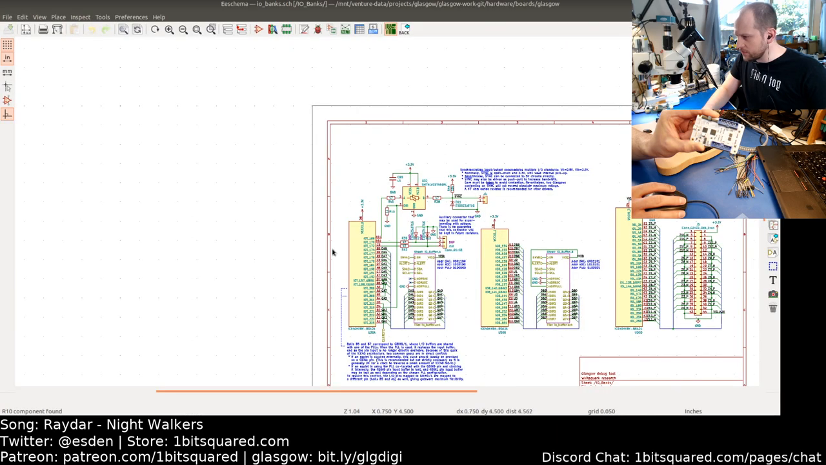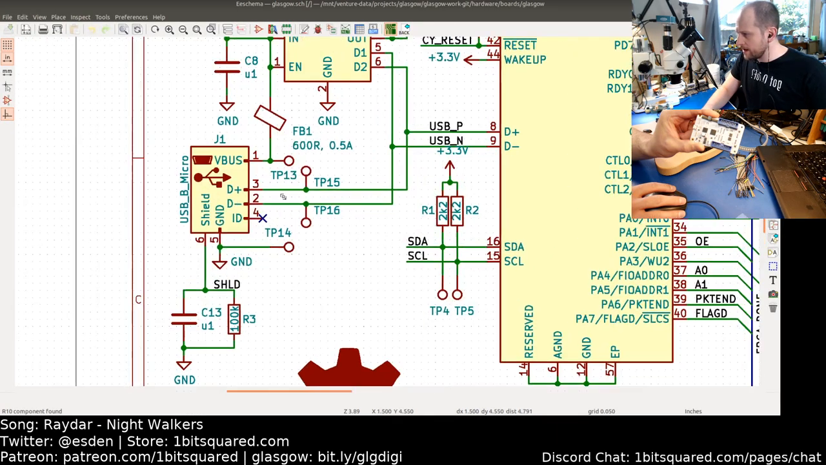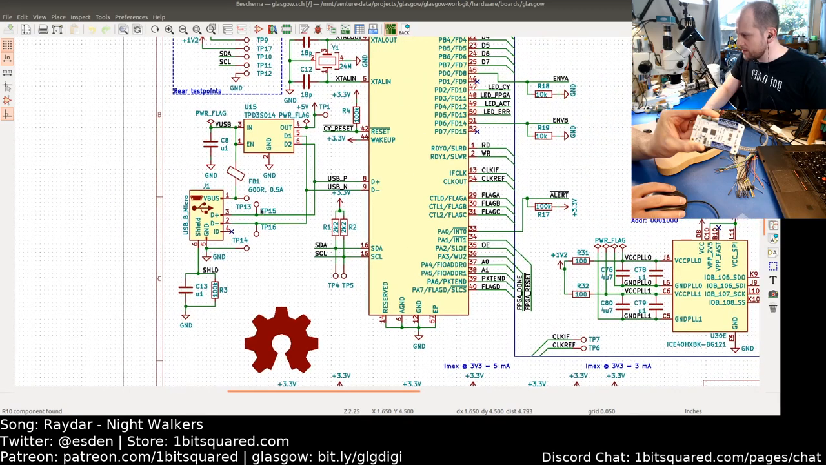So first, let's go to the schematic. And we have to make some space in the schematic itself and place the part, or the symbol.